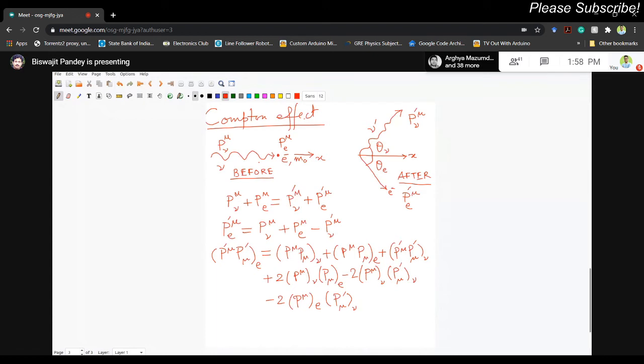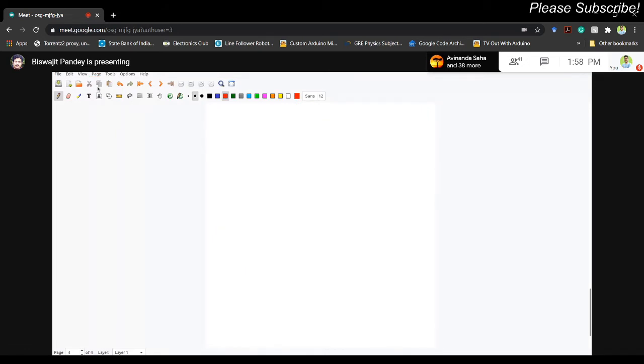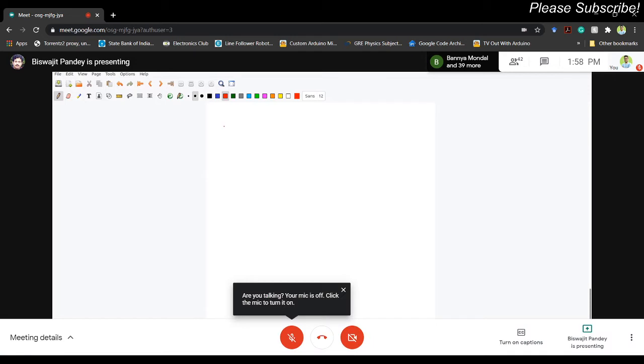Okay, so let us now move to the next page. That little space here, new page after. Okay, so I am writing the individual four momentum. What is the four momentum of the photon? For example, if I ask you what is the four momentum of the photon before the collision?